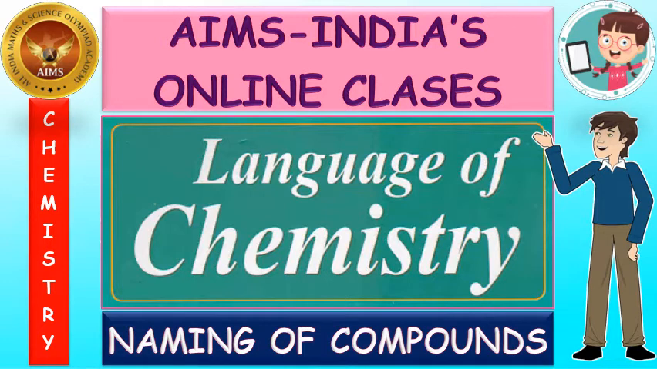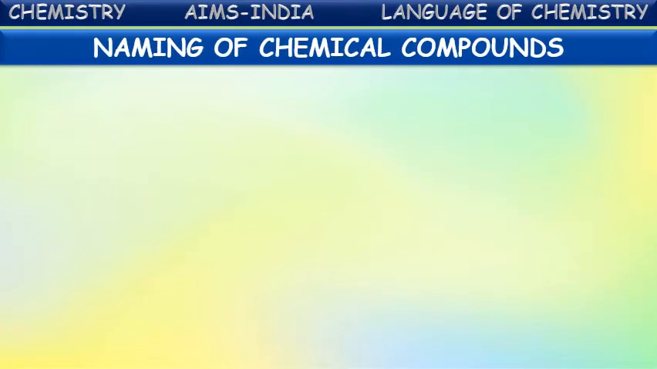How to name a compound. Let us start today's class. Naming of the chemical compounds. In the previous sessions, we have learned what is an ion, what is a radical, and what is the crisscross method for writing the chemical formula. All these we have learned in the previous classes. Today, we are going to learn the naming of the chemical compounds. How to name those compounds?